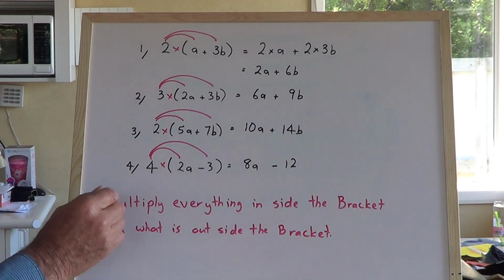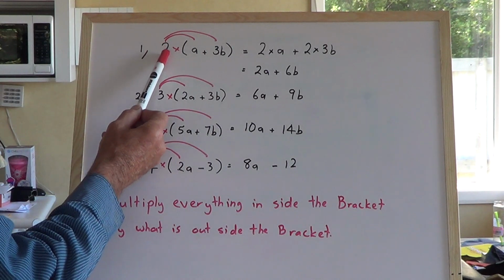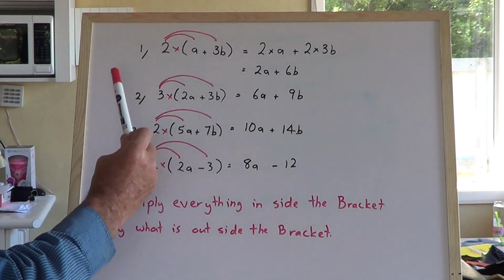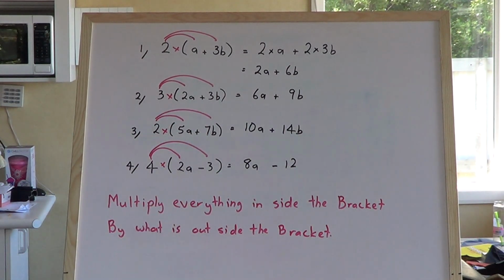And we'll just go over it again: multiply everything inside the bracket by what is outside. Here outside is 2, multiply everything inside by 2, multiply everything inside by 3, by 2 and by 4, and we're done.